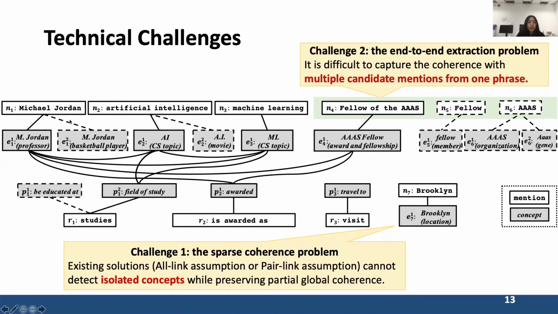For example, understanding the presence of the entity M. Jordan professor should help to determine the correct mention, fellow of the AAAS, as opposed to separating fellow and AAAS into less informative concepts.